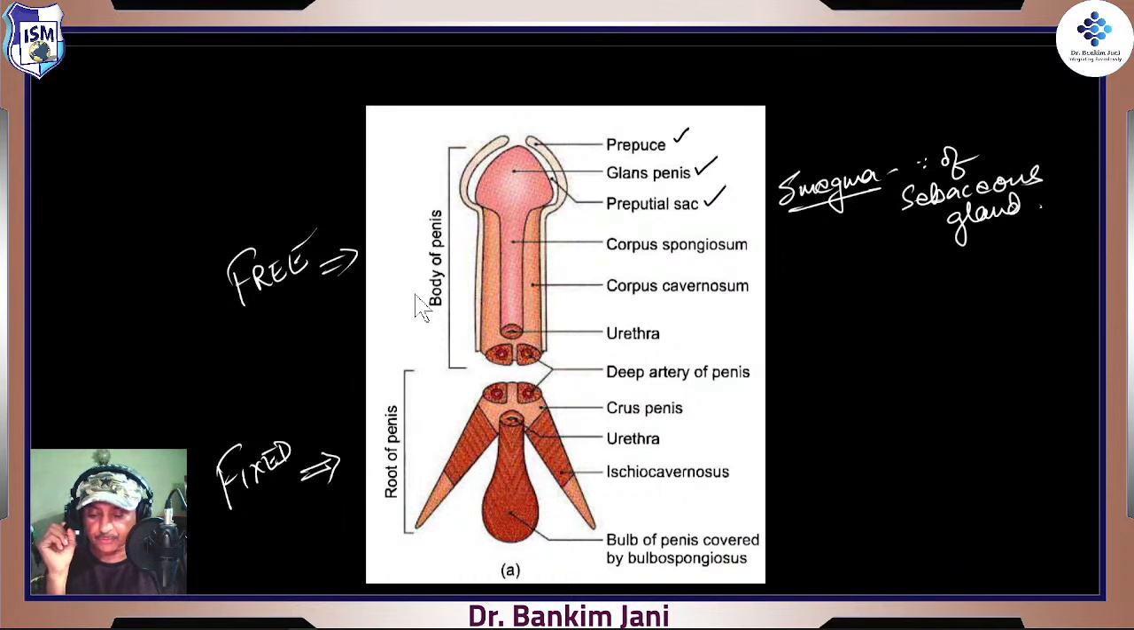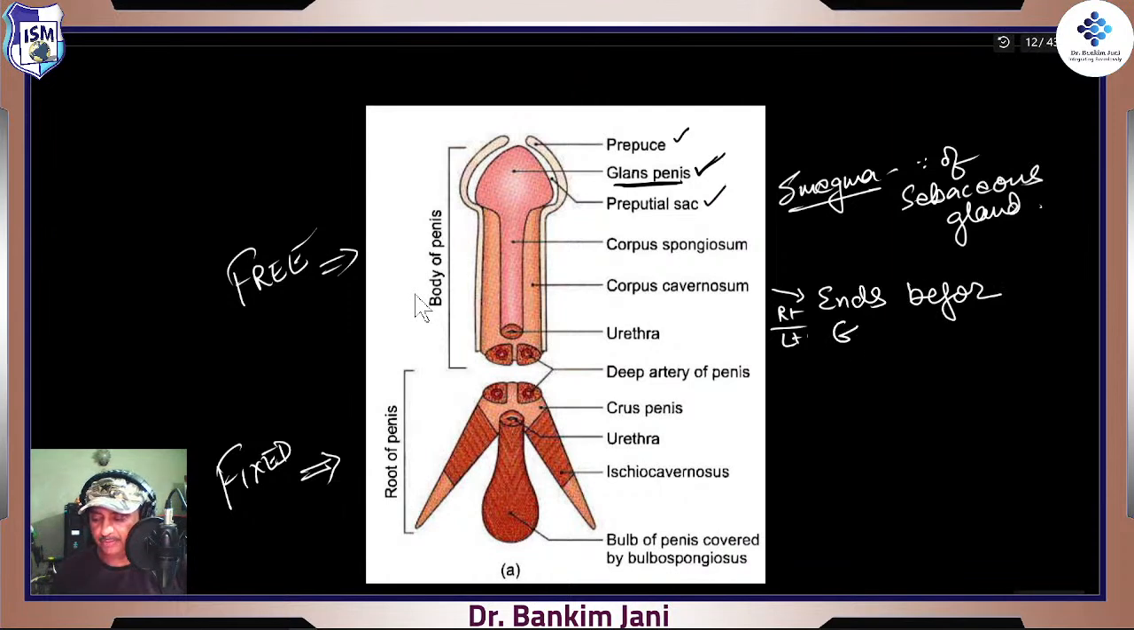Okay, so corpus spongiosum and corpus cavernosum, only one thing you have to remember. Corpus cavernosum, it is right and left, but it ends before glans penis. This conical expansion is called the glans penis. Corpus cavernosum ends before glans penis. And corpus spongiosum, it is only one and it is carried all the way till the end, till glans penis. This is a very, very important point.